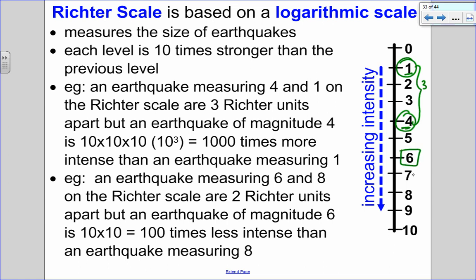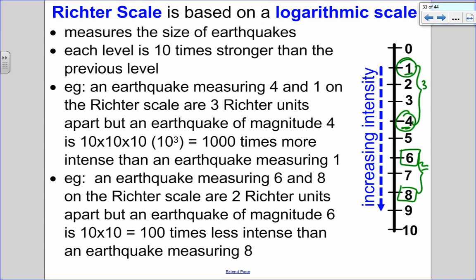Similarly, if I had 6 and 8. So 8 is more intense, and since they are 2 units apart, they are 2 factors of 10 times more intense. So 2 factors of 10, 10 squared, or 10 times 10 is 100. So a Richter scale of 8 is 100 times more intense than a Richter scale of 6. Or conversely, you can say that a Richter scale of 6 is 100 times less intense than a Richter scale of 8. So more intense would be the bigger, less intense would be the smaller. So either way is fine.